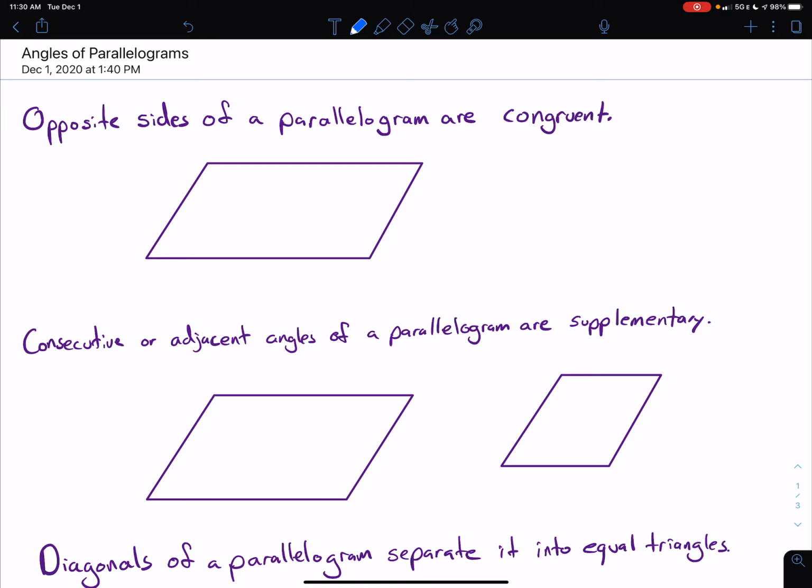All right, today we're going to talk about angles of parallelograms, and so we'll get right into it. The opposite angles of a parallelogram are congruent. Sorry, I said sides, but we're talking about angles. So if we know the upper left-hand one, then we know the bottom right-hand one. We'll use that here later.